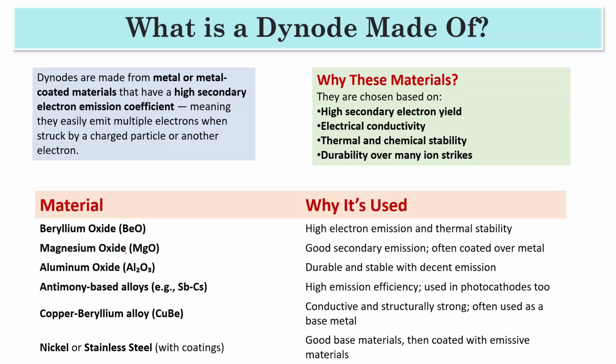So what kind of material do people use? You can use beryllium oxide, magnesium oxide, aluminum oxide; a variety of them is there. Why are they used? For example, beryllium oxide has high electron emission and thermal stability. You don't need to worry about these things, because whenever you buy a mass spectrometer, they will be there. But it is good to know the principle behind the working of mass spectrometry.